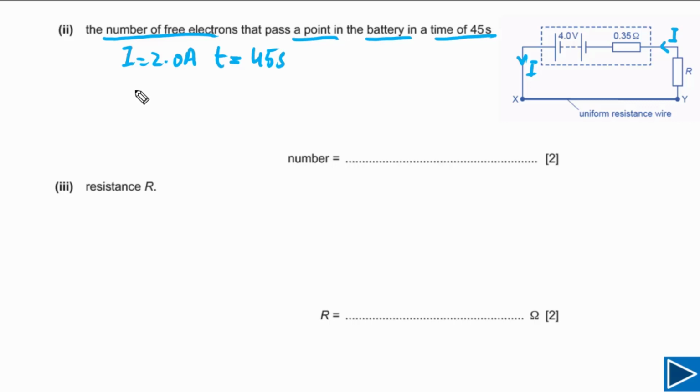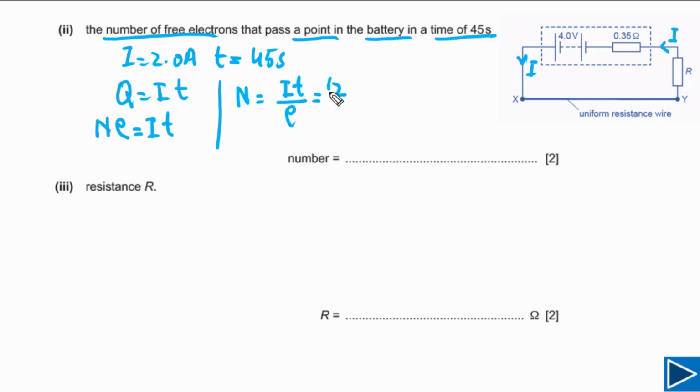We need to find out the number of electrons. So we can start from here. Q is equal to IT. But we need to find the number of electrons, so Q we can write down as N times E. N is the number of free electrons and E is the charge on a single electron. So we can say NE is equal to IT. We need to find out the value of N, so simply we can rearrange. We can say N is equal to IT divided by E, and E is the charge on a single electron.